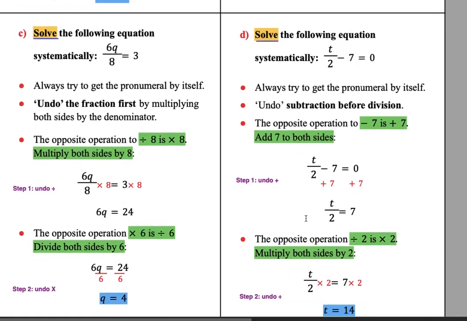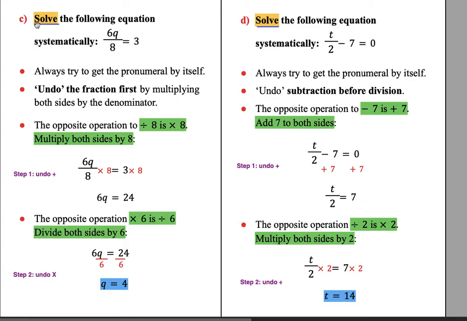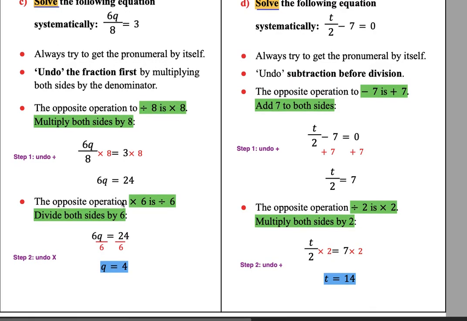Okay, last two for our examples before we go on to worked examples. So solve the following equation systematically. We've got 6q divided by 8 equals 3. Always try to get the pronumeral by itself. So we want the q by itself. Having a look here, I've got divide by 8, so I do that first, okay? So anything that's on the top here, we do that last, okay? Just remember that. So we're going to undo that fraction by multiplying both sides by that denominator. So if I've got divide by 8, I need to multiply by 8 on both sides exactly as I have here. So this cancels out with this, and I end up just with 6q equaling 3 times 8, which is 24. The next thing I'm doing is the opposite operation of multiply by 6, which is what this means, is divide by 6. So I divide both sides now by 6.